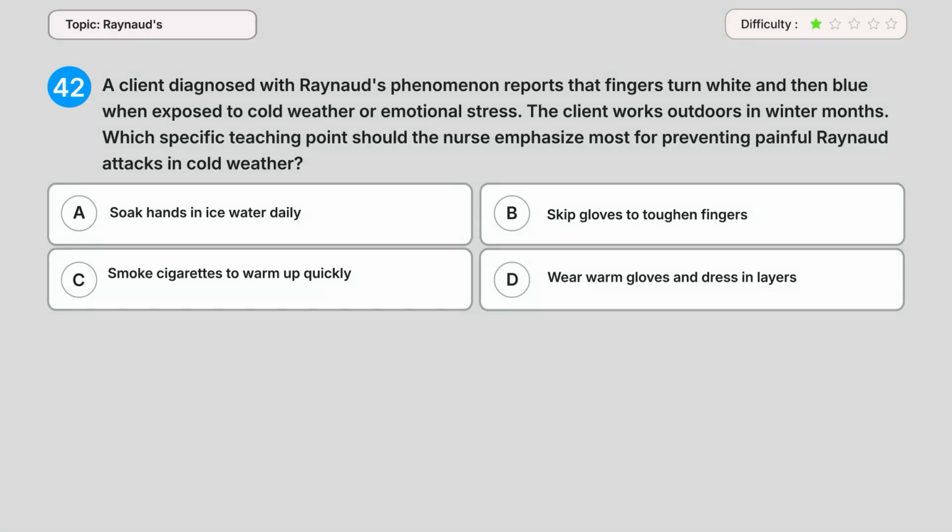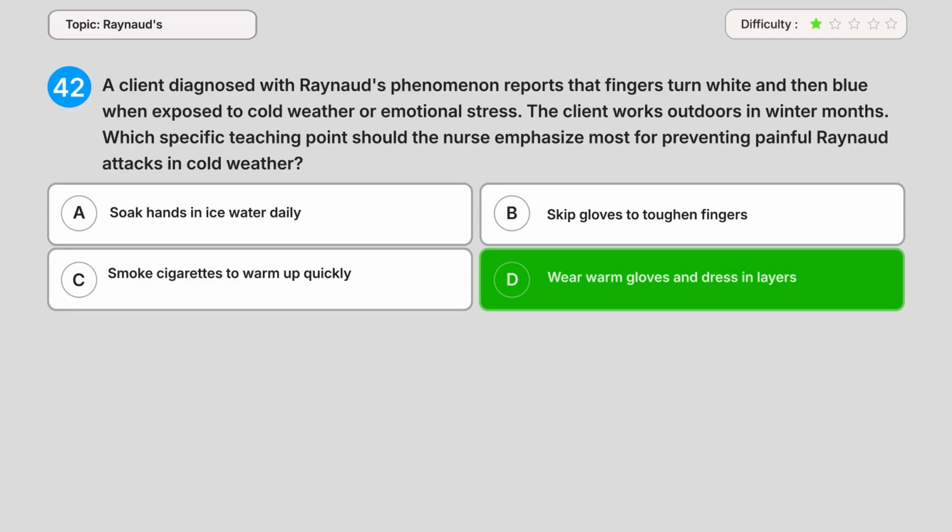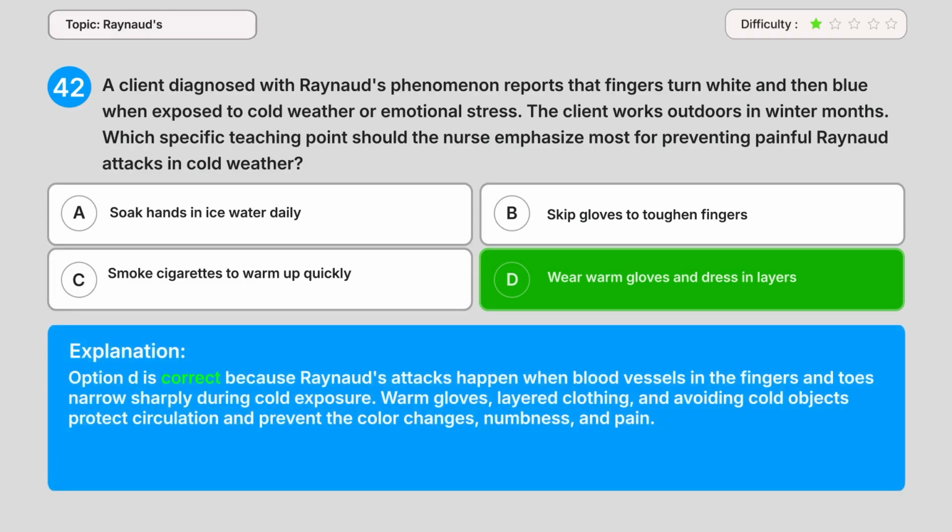Correct answer, D. Wear warm gloves and dress in layers. Explanation? Option D is correct because Raynaud's attacks happen when blood vessels in the fingers and toes narrow sharply during cold exposure. Warm gloves, layered clothing, and avoiding cold objects protect circulation and prevent the colour changes, numbness and pain.